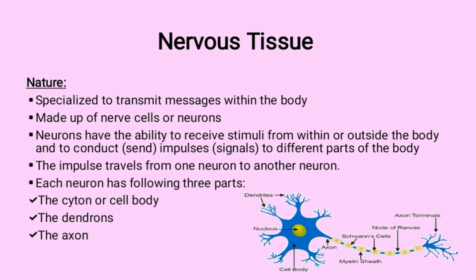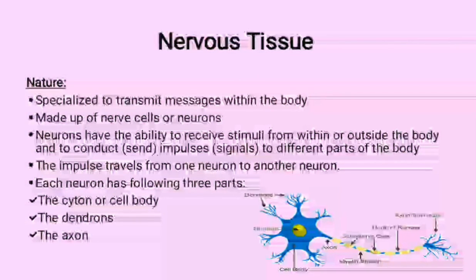Each neuron has mainly three parts. The cytone, which is also called the cell body, contains a central nucleus, and cytoplasm with characteristic deeply stained particles called Nissl's granules. This is the cell body. The second part is the dendrons, which are short processes arising from the cytone and further branching into dendrites. So these are the dendrons. These branched structures are called the dendrons.